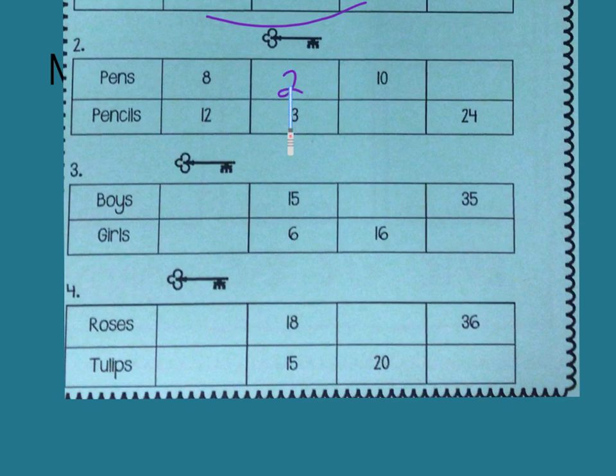So how did this 2, now we always go back to the one that's the key. How did 2 turn into 10? Times by 5. So I have to times this guy by 5. And I get 15.